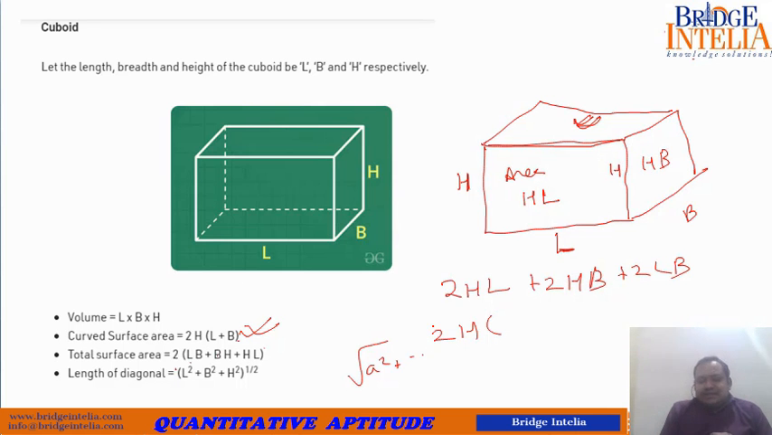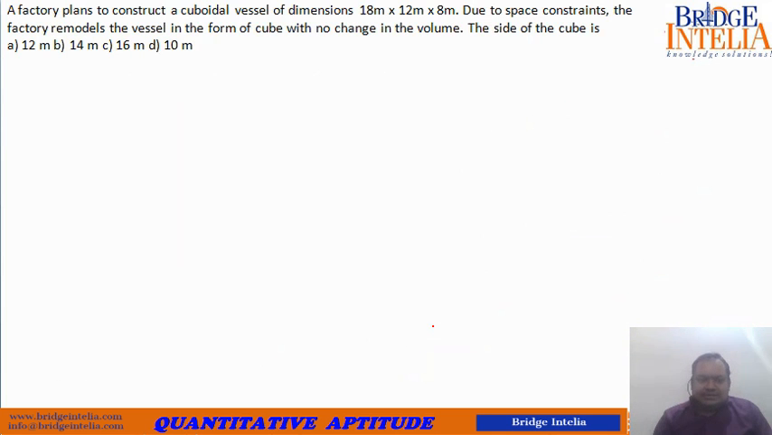So now let us see what kind of questions have been asked from this topic till date. So let's move on to that. A factory plans to construct a cuboidal vessel of dimension so and so. So this is the dimension. Due to space constraints, the factory remodels the vessel in the form of a cube with no change in the volume. The side of a cube is?